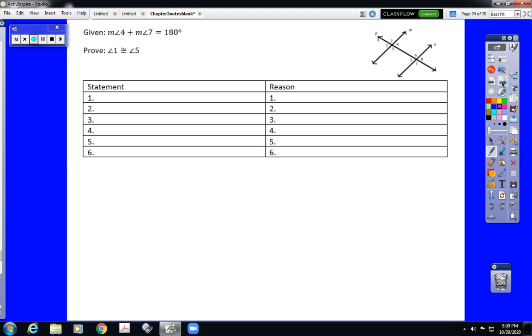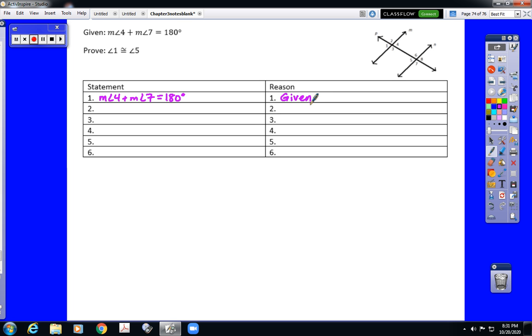So, like any other proof, we start off with the given. The measure of angle 4 plus the measure of angle 7 is 180 degrees. That is the given. Now notice that angles 4 and 7 do not have a vocabulary basis. They do not have a vocab word that describes their relationship, which means we don't have a theorem, postulate, or converse that we can apply specifically to those two angles. So instead, we need to come up with a third angle that is related to both angle 4 and angle 7.